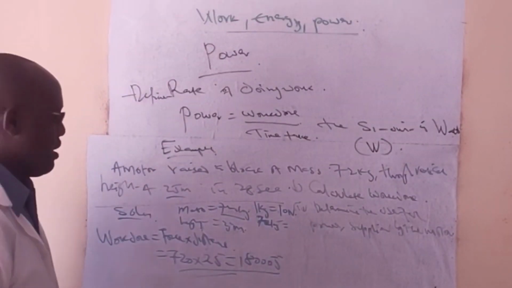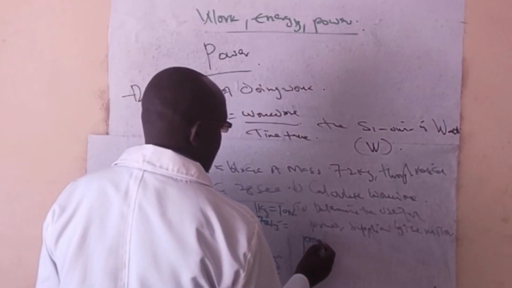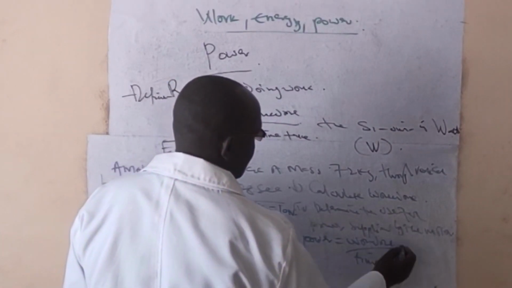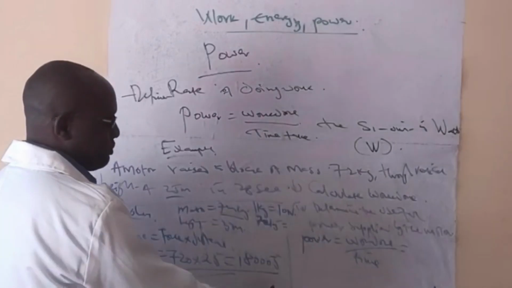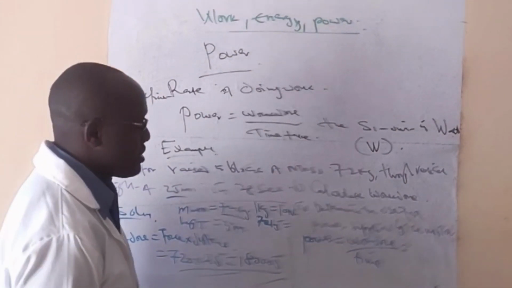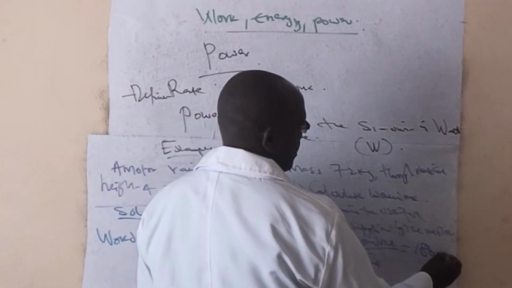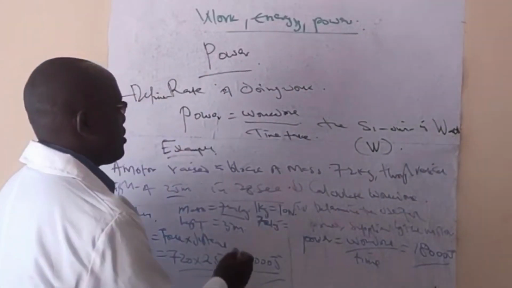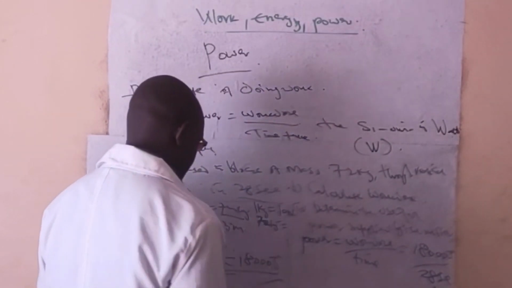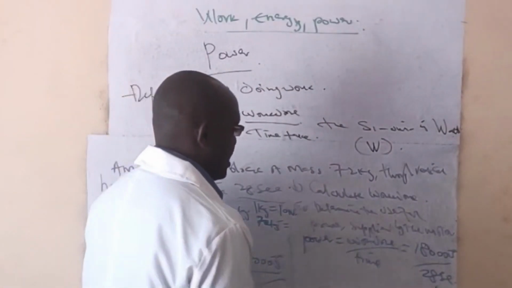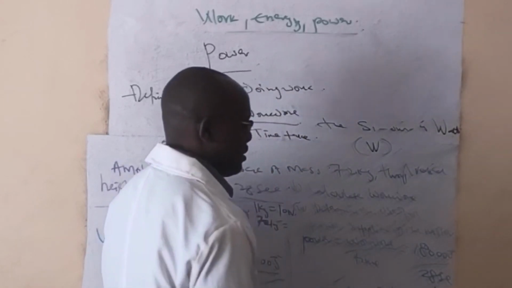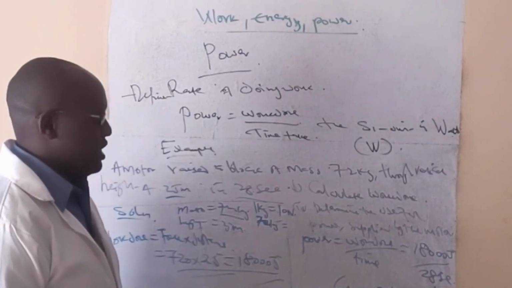Now, power we are told is equal to work done divided by the time taken. So the work done is 18,000 joules. The time taken is 28 seconds, and you are going to get something like 642.86 watts. So that is what we have done, and that is how to do those things.